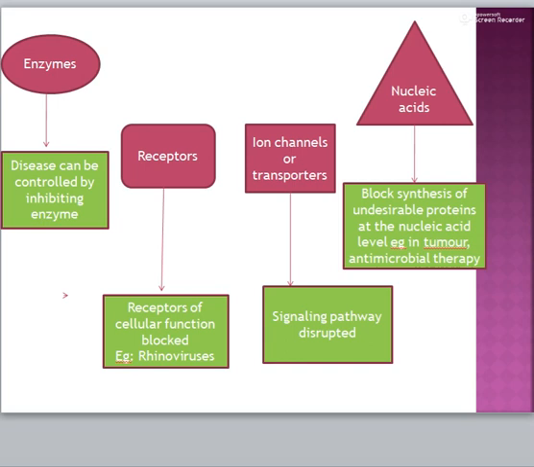Or sometimes they might be involved in various signaling pathways. So blocking the ion channels or the transporters could also help to interrupt the signaling pathway and the progression of the particular disease. And in some cases, nucleic acids can block the synthesis of undesirable proteins at the nucleic acid level, for example in tumors as well as in antimicrobial activity.